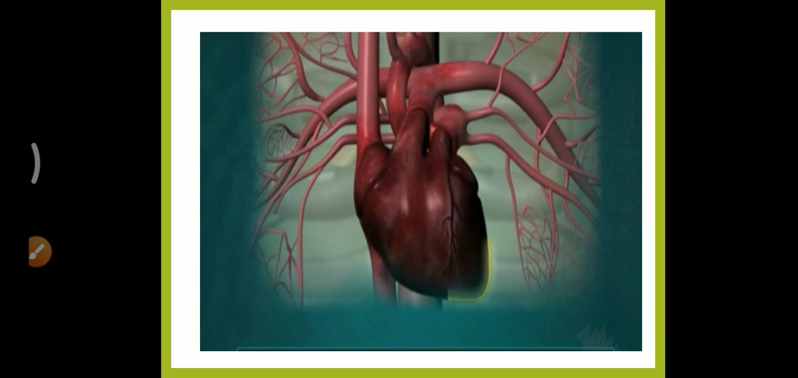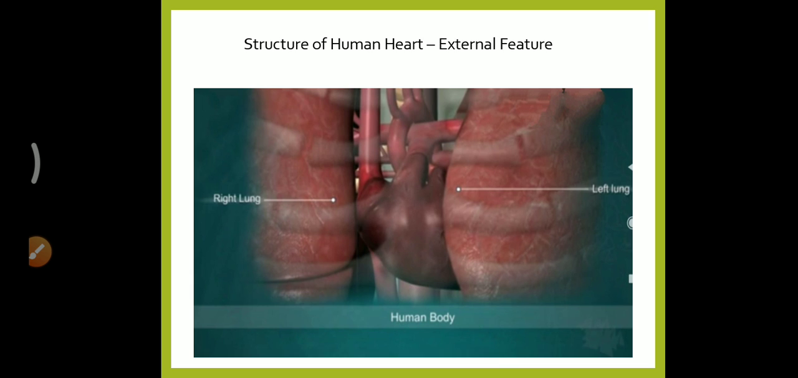It is a cone-shaped muscular organ and it measures the size of your fist. It is tilted to the left side. Here you can see it is tilted to the left side.